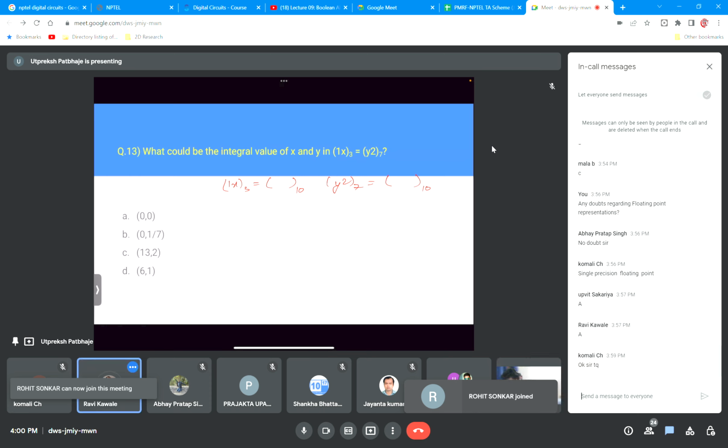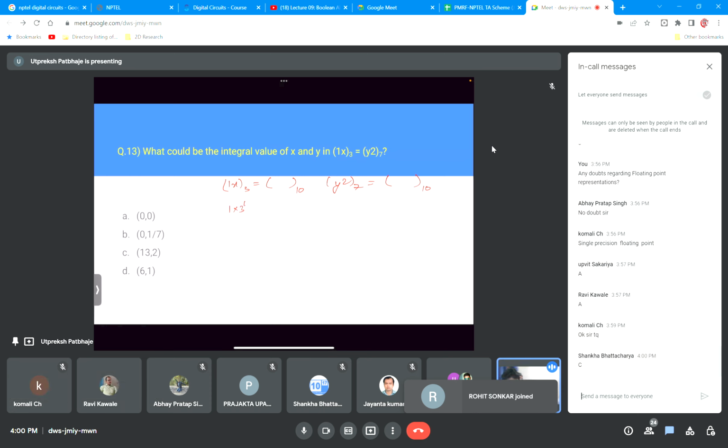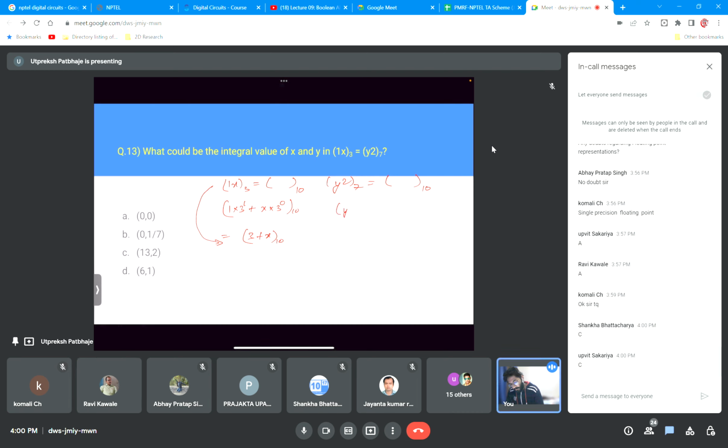So here 1 into 3 to power 1 plus x into 3 to power 0 will be in base 10. That will give out 3 plus x. So this is in base 10, whereas this will give y into 7 to power 1 plus 2 into 7 to power 0. That will be in base 10.